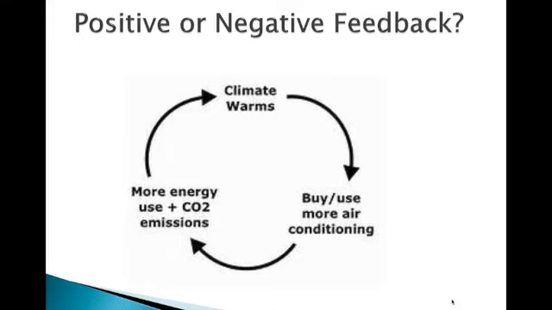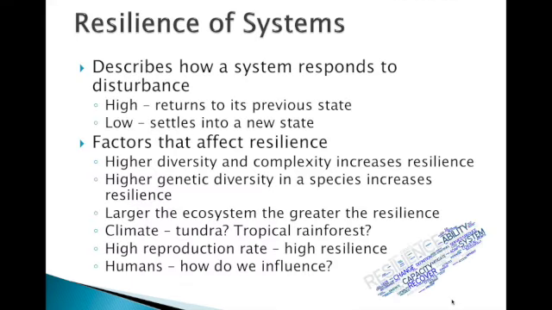We want our systems to be resilient, and resilient means that they can take a disturbance and go back to that steady state. So if a system has a high resilience, when it's disturbed, it will go back to its previous state. If it's got a low resilience, then it has to find a new normal. All right, what do we talk about when we talk about resilience?